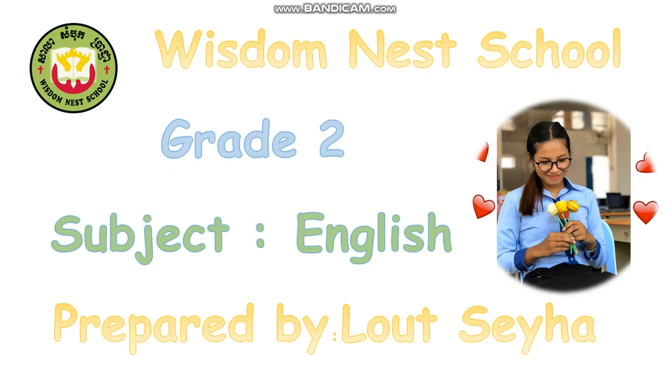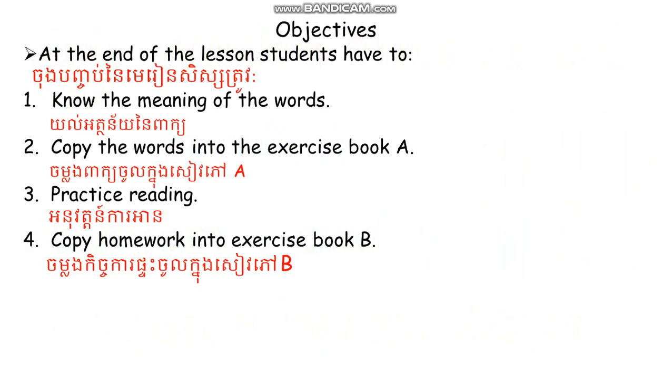Okay, today we learn about the new lesson. But before we start, I want you to see my objective first. At the end of the lesson, students have to, number one, know the meaning of the words. Number two, copy the words into the exercise book A. Number three, practice reading. Number four, copy homework into exercise book B. Okay, now we start to learn our new lesson.